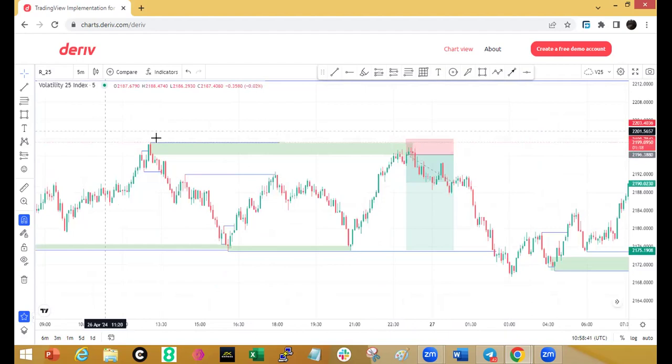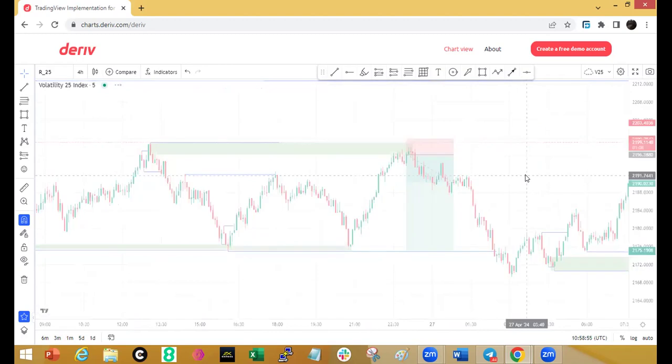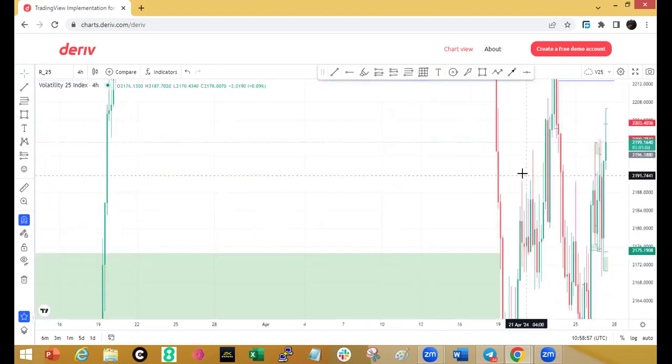So I have a strong high and a weak low, right? So I expect this level to come and take out this level here. And that's exactly what happened, right? But again, whichever forms first, it means it's a strong level.